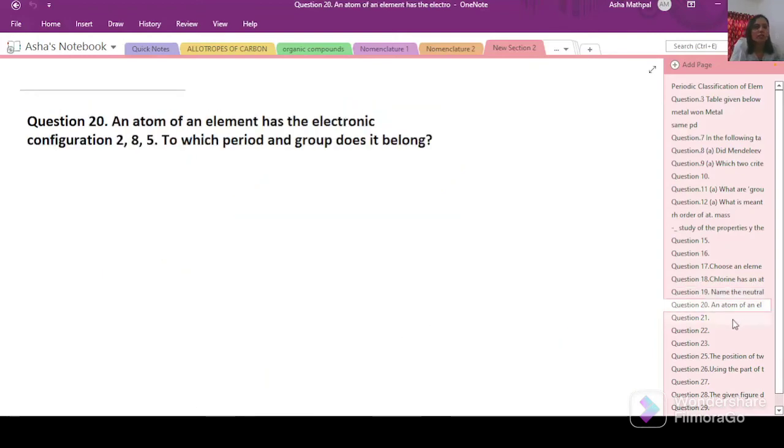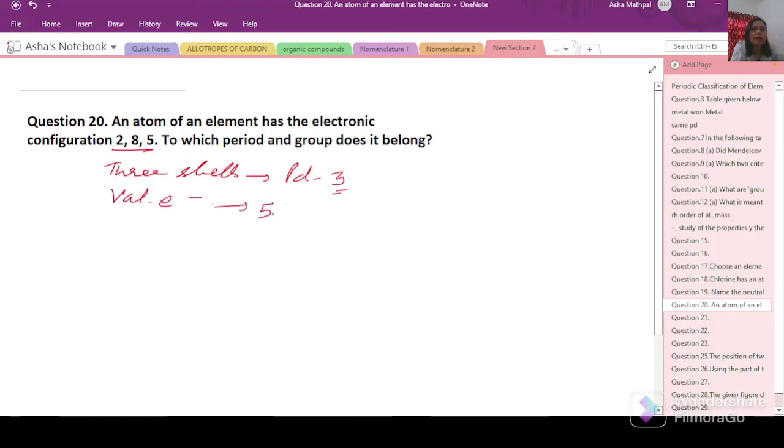Then next question, an atom of an element has the electronic configuration 2, 8, 5. To which period and group does it belong? It is 2, 8, 5, right? So it has 3 shells, so it is period 3. Now valence electrons are 5, right? So if valence electrons are 5, it is group number 15.